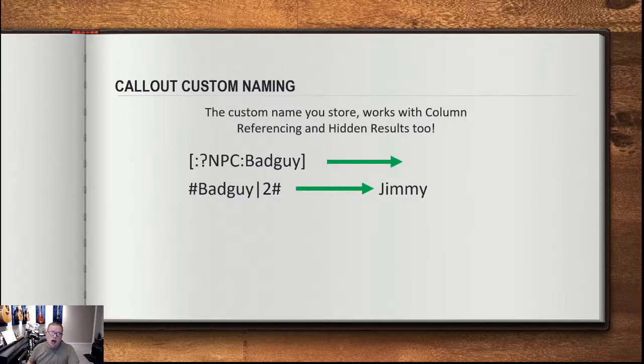This works with column referencing and hidden results too. So here I have rolled on NPC, but I threw a question mark in the front, so it's not going to print in my resulting story. So I've custom named it bad guy, and later in my template I want the bad guy's name, which happens to live in column 2 of NPC. So I column reference the second column of bad guy, and I get Jimmy out of that.